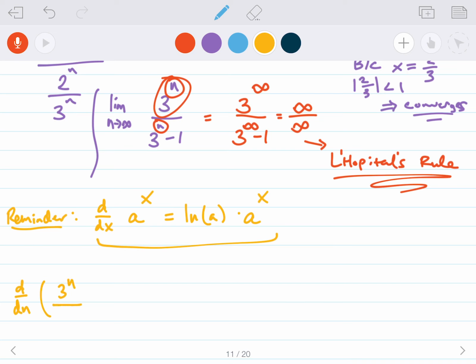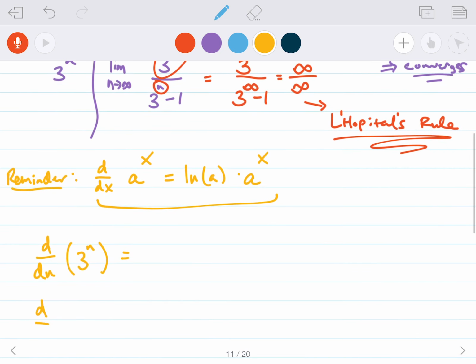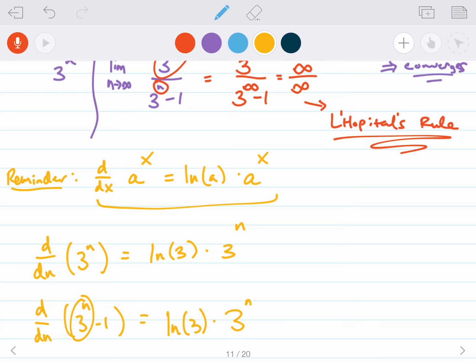So let's take the derivative of this since we have indeterminate form. Maybe I should do the top and the bottom independently to be a little bit more careful here. So taking the derivative of the top and the bottom independently, the derivative of the top, according to this reminder, is ln of 3 times 3 to the n. The derivative of the bottom, again, the derivative of this guy is just ln of 3 times 3 to the n, and the derivative of this constant is 0.